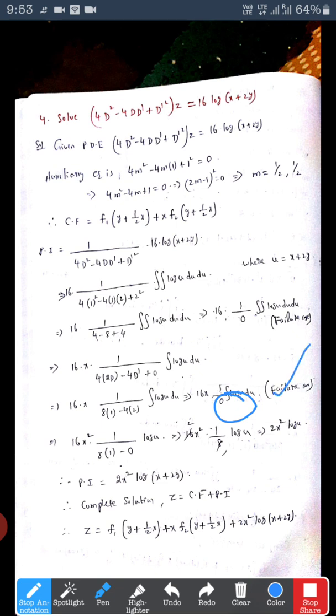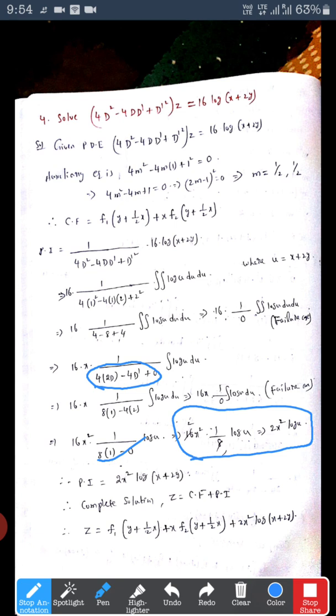Again, we are writing 1x here. So therefore, this becomes 16x square. Again, differentiate this one partially with respect to d. This becomes 8 into 1 minus 0. Therefore, after simplification, we get 2x square into log of x plus 2y.